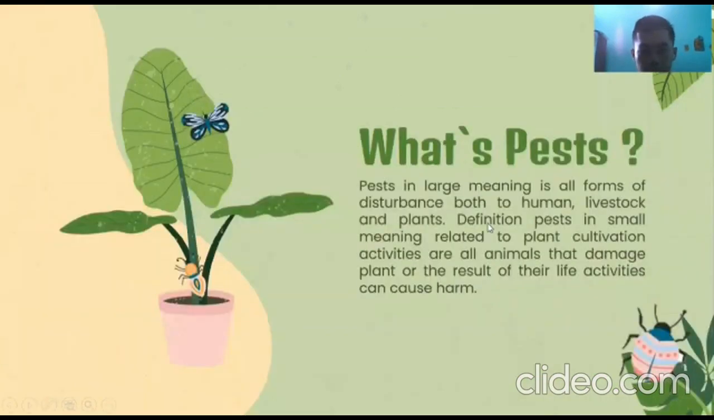What is a pest? Pest in the large meaning is a form of disturbance to humans, livestock, and plants. Definition: pest in the small meaning, related to plant cultivation activities, is all animals that damage plants or whose life activity can cause harm.